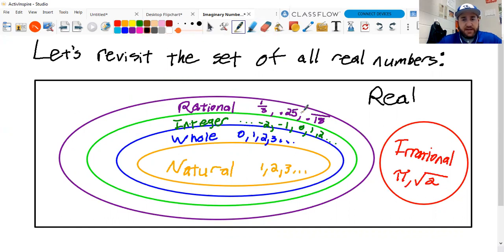0.25 is what we call a terminating decimal, and it ends. 0.18 is a repeating decimal. All those are examples of rational numbers. Irrational numbers are numbers that we cannot represent with a fraction. They have a decimal that does not repeat and never terminates. It continues forever.